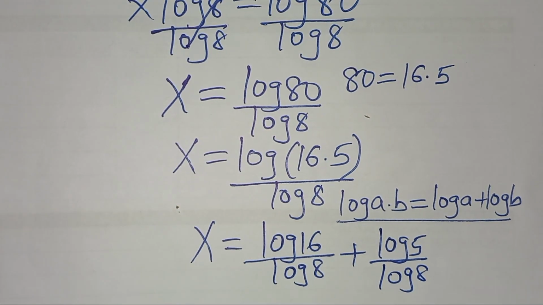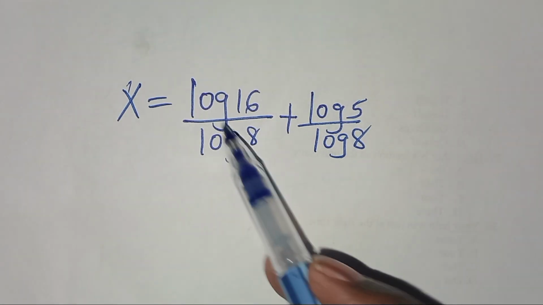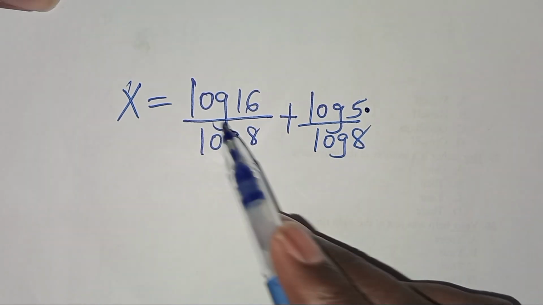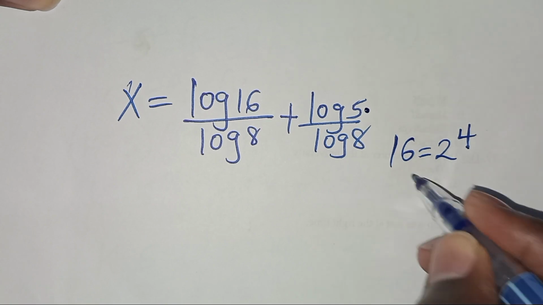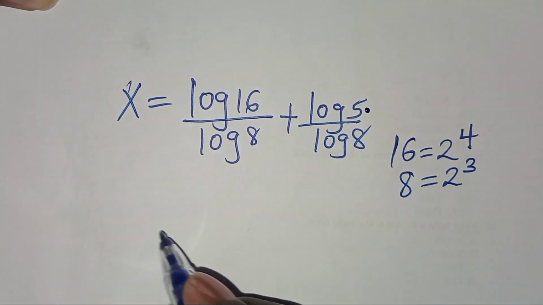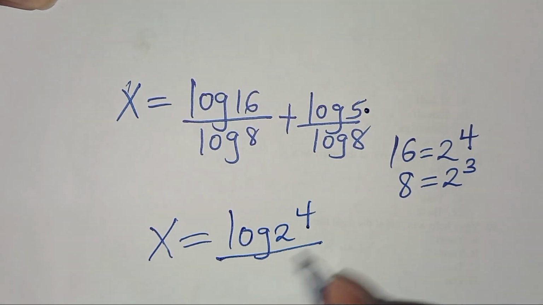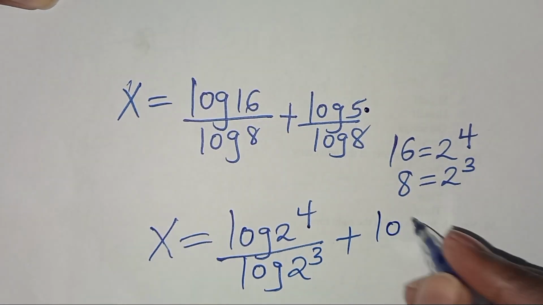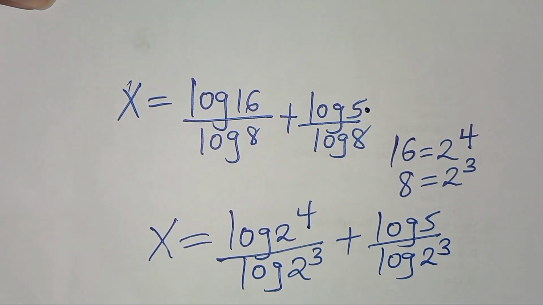Now let's proceed from here. We have x is equal to log 16 divided by log 8 plus log 5 divided by log 8. We can express 16 as 2 to the power 4, and we can express 8 as 2 to the power 3. So let's substitute this so that x is equal to log 2 to the power 4 divided by log 8, which is 2 to the power 3, plus log 5 divided by log 8, which is log 2 to the power 3.